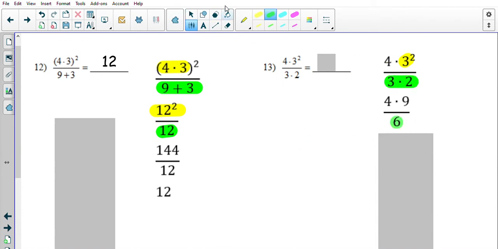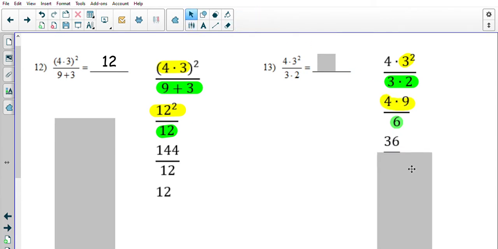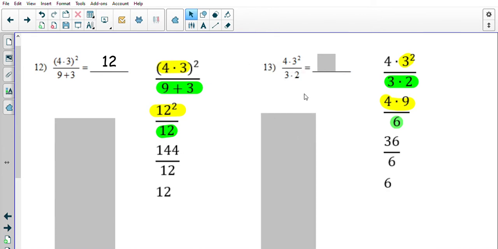Let's go ahead and do 4 times 9 as our next step. 4 times 9 is going to get us 36 over 6. Remember that fraction bar represents division. 36 divided by 6 is a final solution of 6.